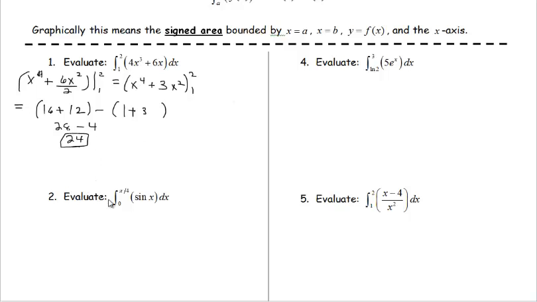For example 2, we're going to evaluate the integrand sine of x. Sine of x's antiderivative would be negative cosine. You could check by differentiating. The derivative of cosine is negative sine, so we would need another negative to make it a positive sine x here. So easy enough.